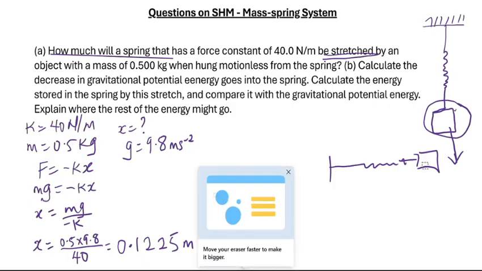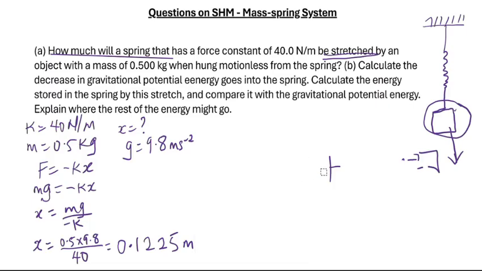And what does that mean? It means that if the spring is literally here before hanging any mass on it, when we hang it, it moves from here to this point, which is 0.1225. That's just what it means. So we have found our distance, or displacement.